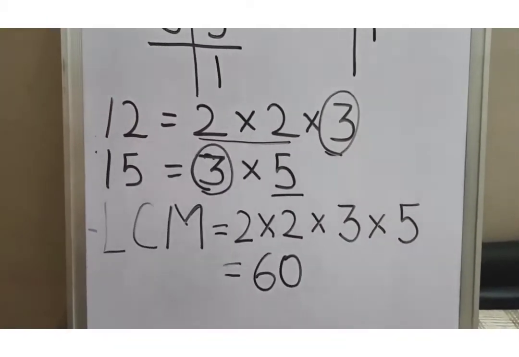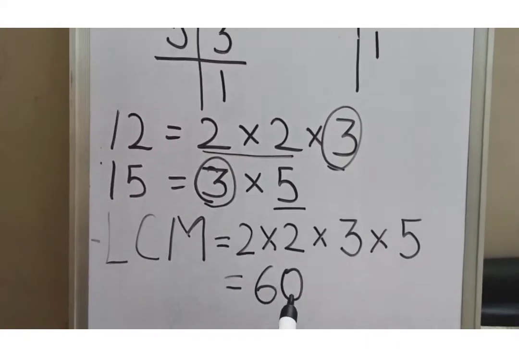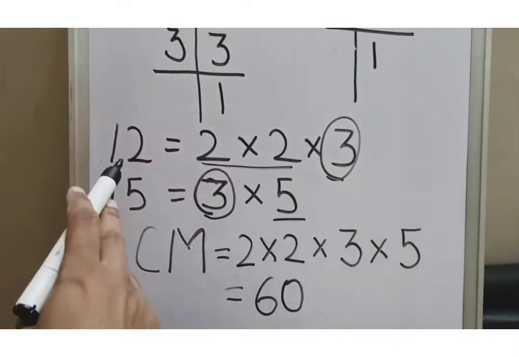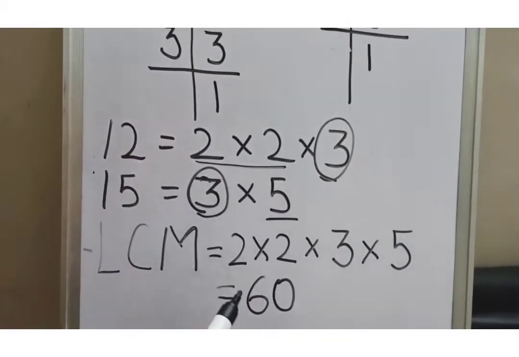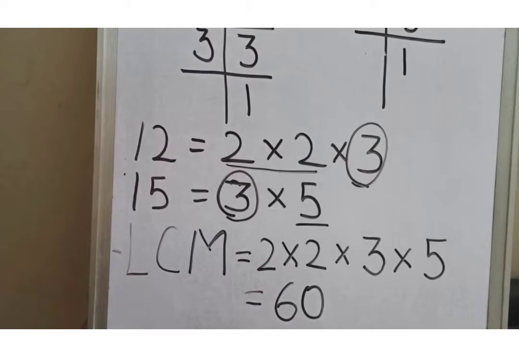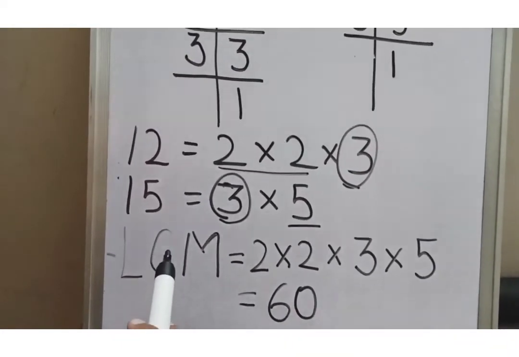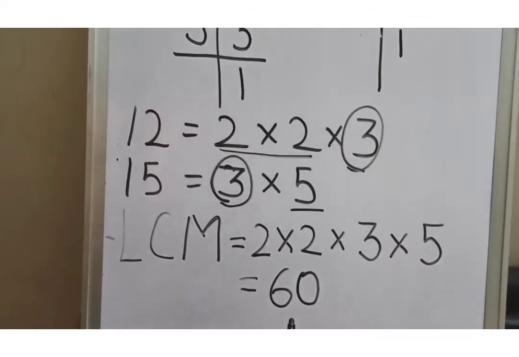So it means 60 is the least common multiple. 60 is a number which comes in 12's table also. 60 is a number which comes in 15's table also. So the least common multiple of 12 and 15 is 60.